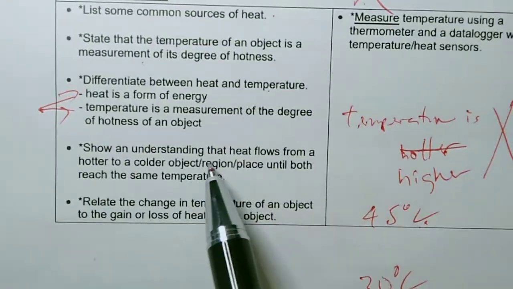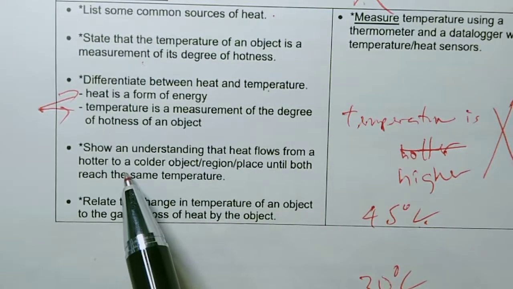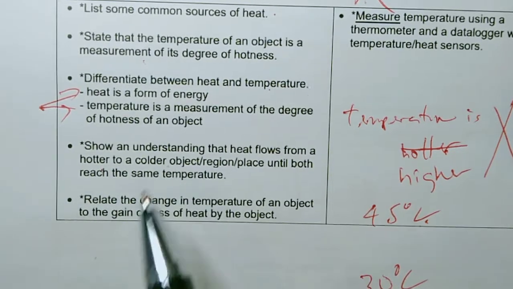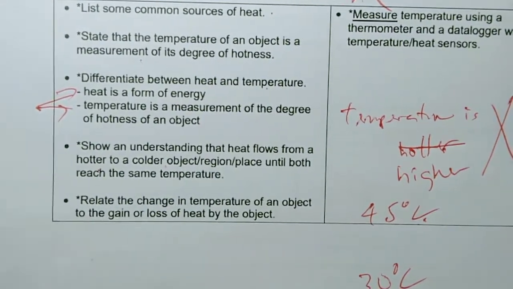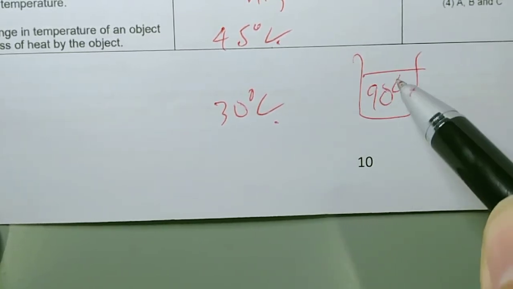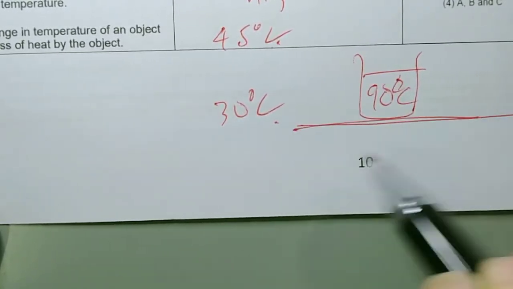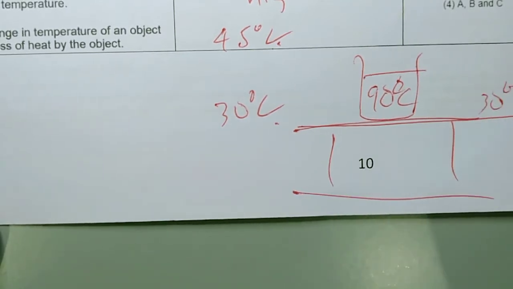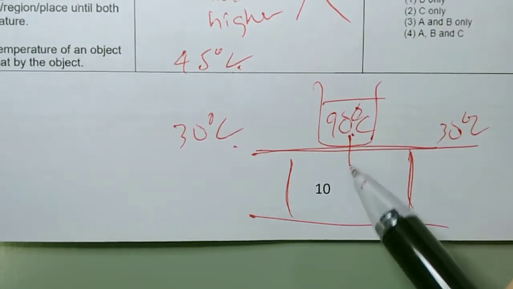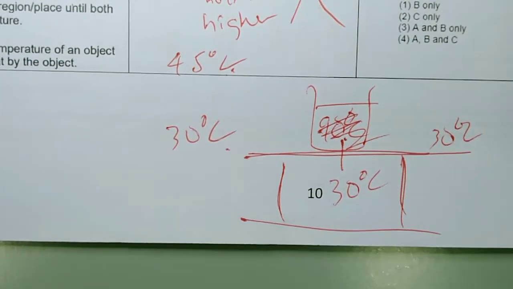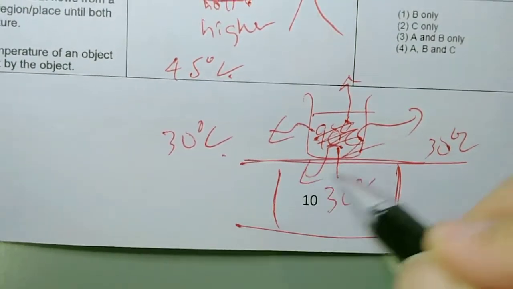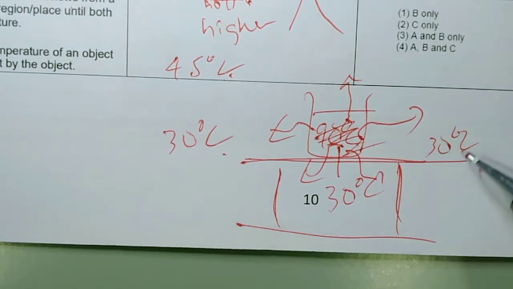You got to show that heat can travel from a place of higher temperature to a place of lower temperature, or from a hotter place to a cooler place, until both places reach the same temperature. What this means is, for example, you have a glass of hot Milo at 90 degrees Celsius. You place it on a table in a room, and the room temperature is at 30 degrees Celsius. After maybe 2 hours, this will go to 30 degrees Celsius, no longer at 90 degrees Celsius. It will not remain hot, because the heat will be continuously conducted to the environment until the temperature drops to the surrounding temperature.